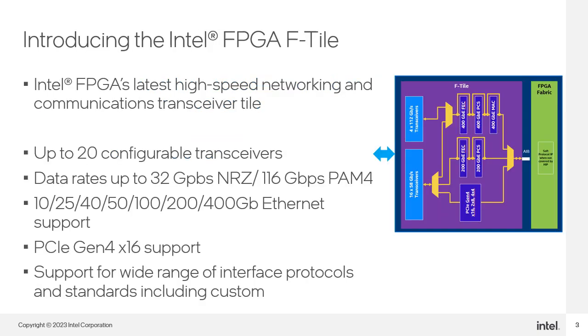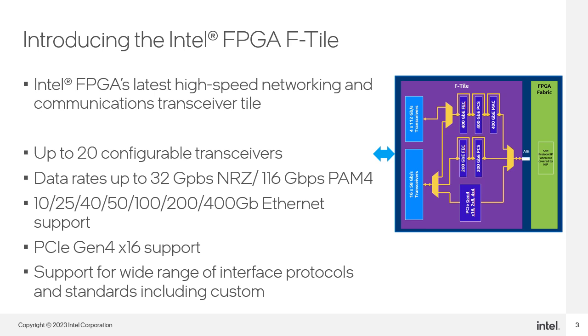The F-Tile is Intel's latest high-speed networking and communications transceiver tile, following up and building on the features and support found on the prior E-Tile. With the F-Tile, you get up to 20 configurable transceivers. How many you can use depends on the data rates and features enabled. Data rates up to 32 gigabits per second NRZ and 116 gigabits per second PAM4.